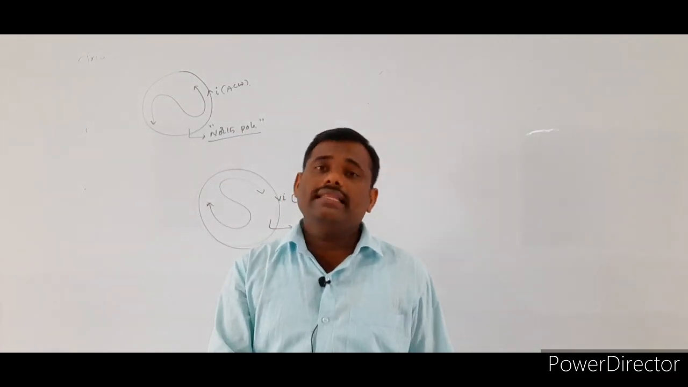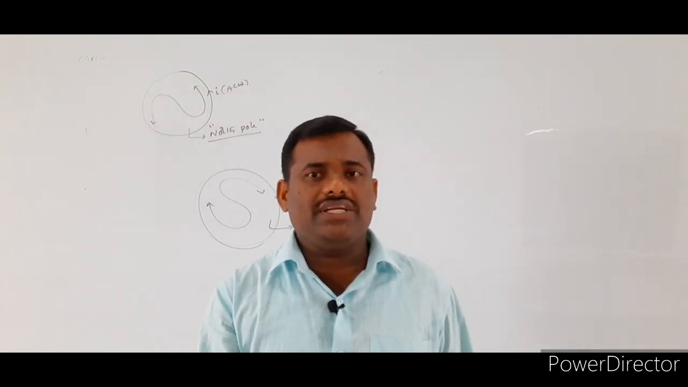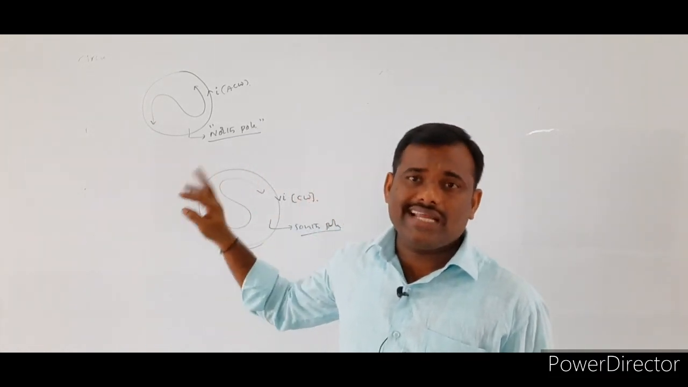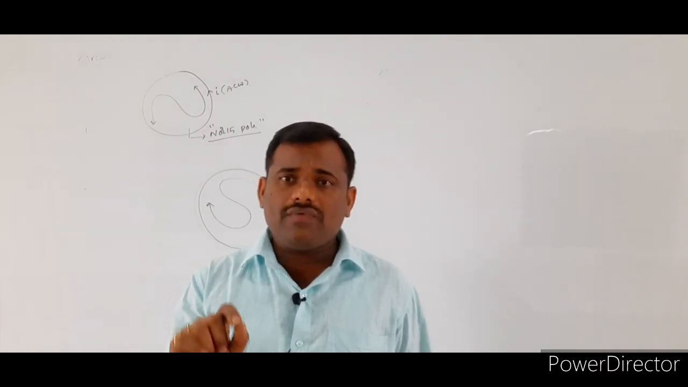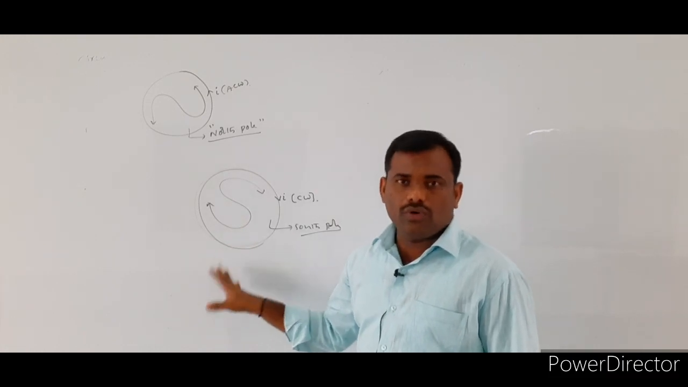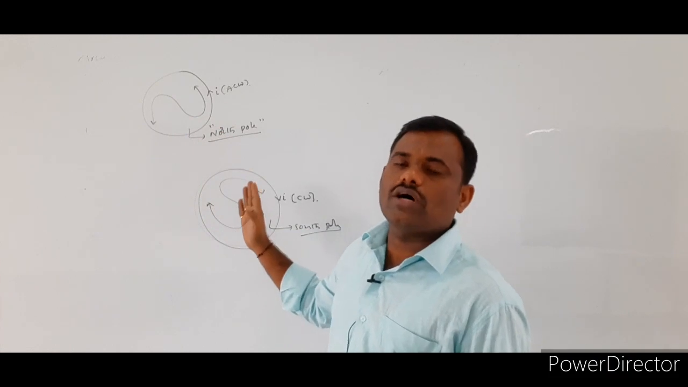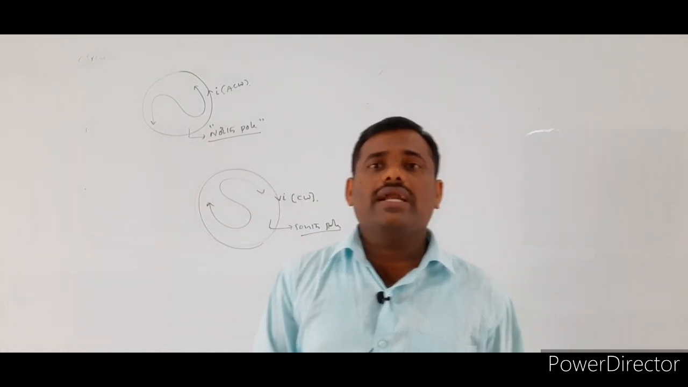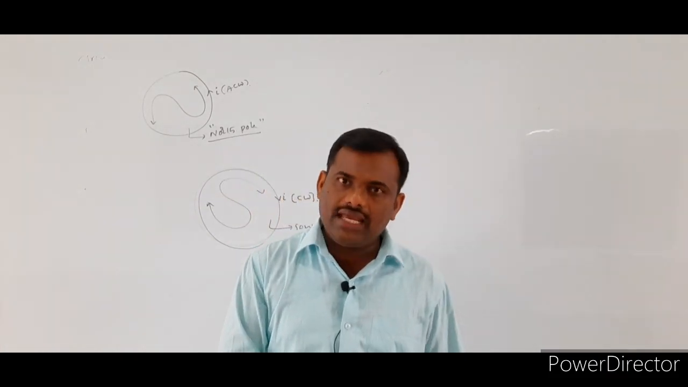From these observations, we say that a circular current carrying loop acts as a magnetic dipole. The face in which the current is in the anti-clockwise direction acts as a north pole, and the face in which the current is in the clockwise direction acts as a south pole. So the north pole exists as well as the south pole, and the circular current carrying loop acts as a magnetic dipole.